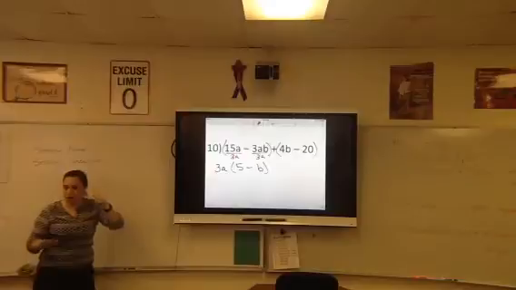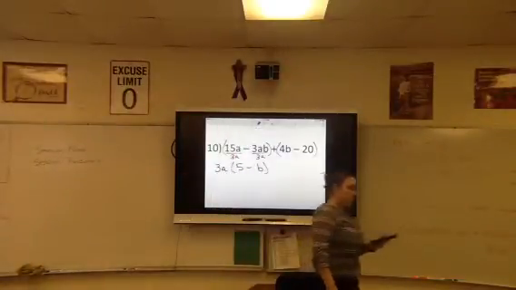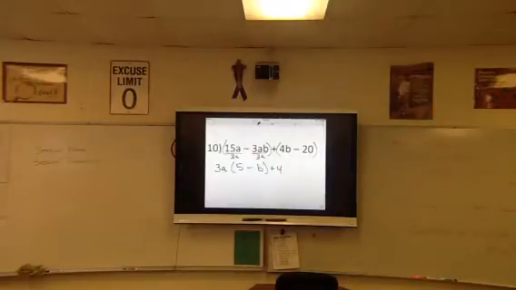Okay, second part. What can we pull out of that second part here? 4. Okay, 4 will come out. And what are we going to have left over when we divide by 4? b minus 5. Good, b minus 5. Okay, again, wait 1 second, please. Again, if you need to show that you're dividing by 4 to help you out, go ahead and do that.